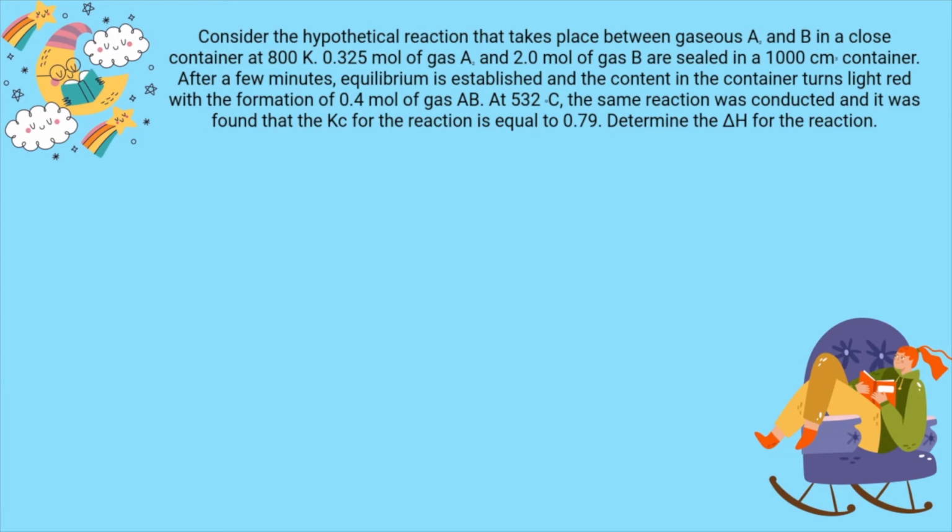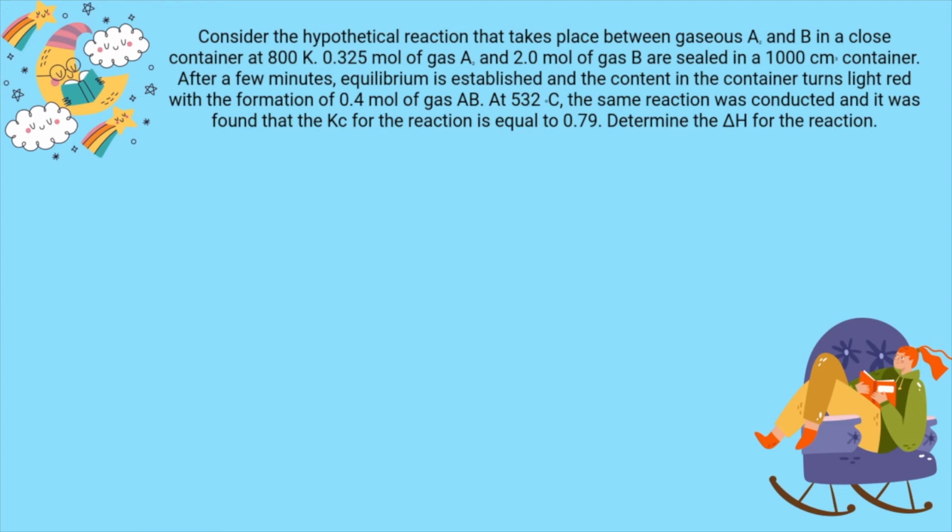Consider the hypothetical reaction takes place between gases A2 and B in a closed container at 800 Kelvin. So 0.325 mole of gas A2 and 2.0 mole of gas B are sealed in a 1000 centimeter cube container. After a few minutes, equilibrium is established and the content in the container turns light red with formation of 0.4 mole of gas AB. At 532 degrees Celsius, the same reaction was conducted, and it was found that the Kc for the reaction is equal to 0.79. So determine the delta H for this reaction.